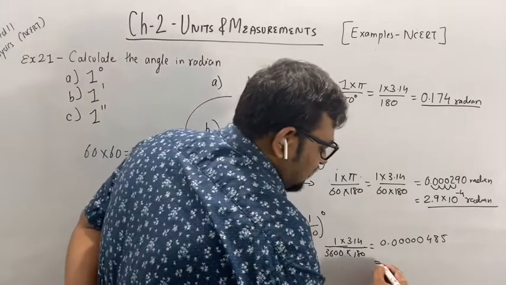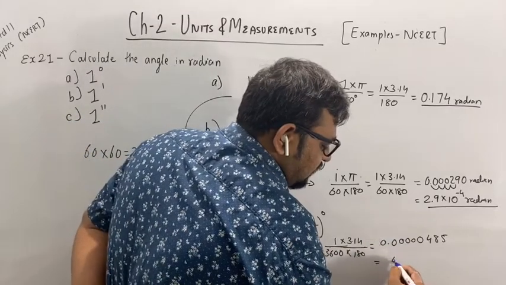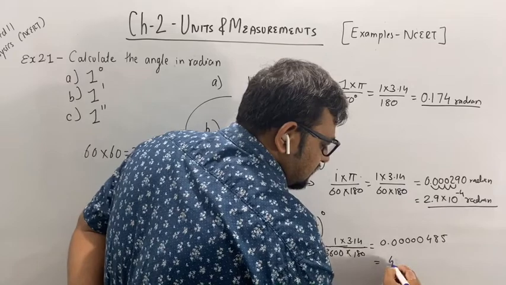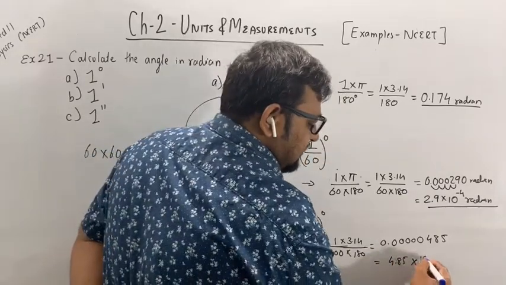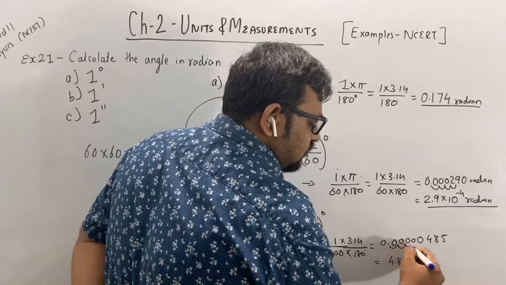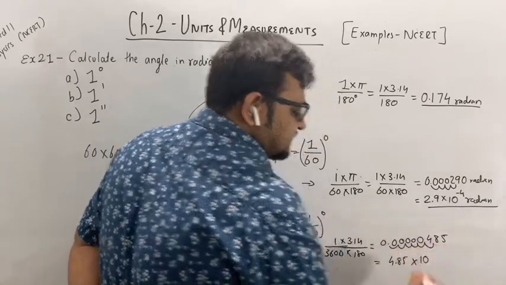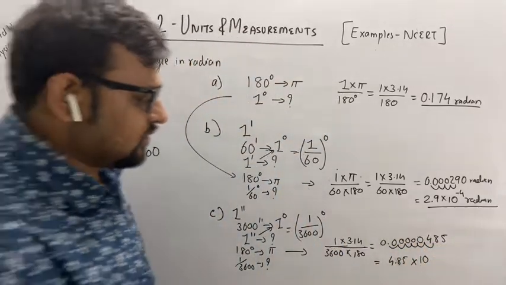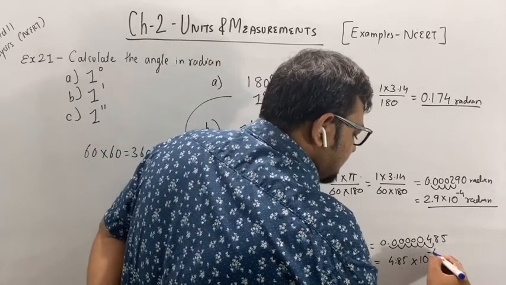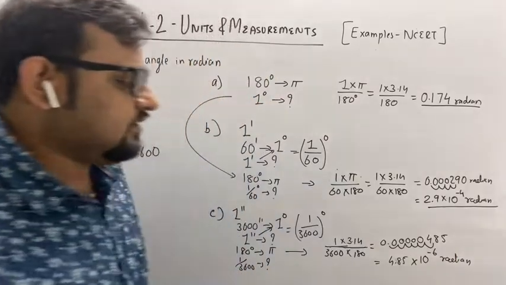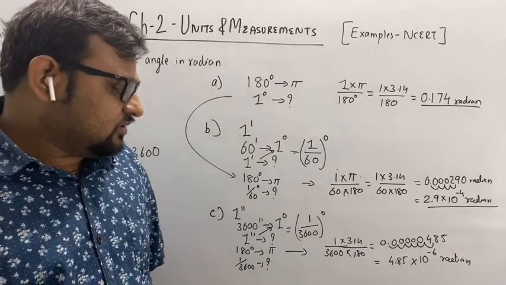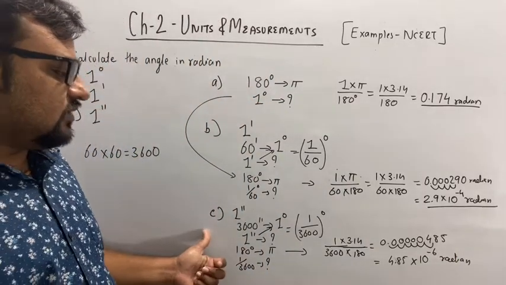So this will be equal to how much? 4.85 into 10 raised to how many points? 1, 2, 3, 4, 5, 6. So it will be 4.85 into 10 raised to minus 6 radian, right? Clear? So this was about the third one.